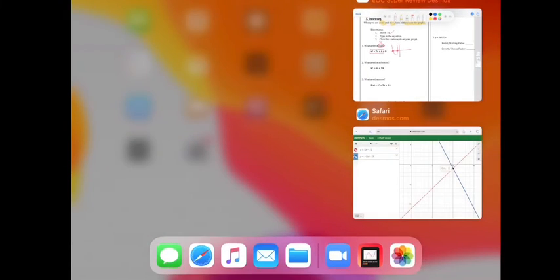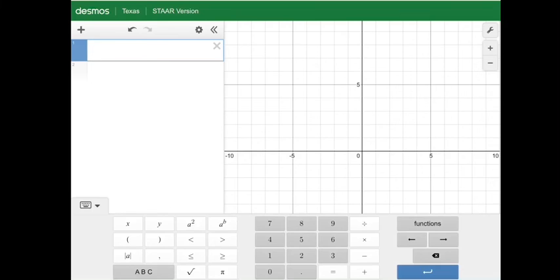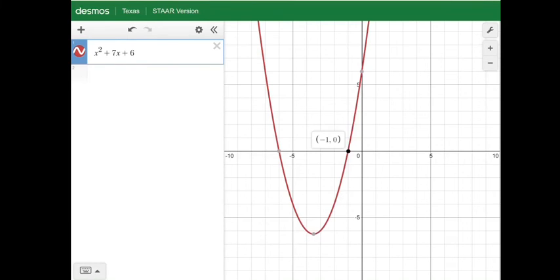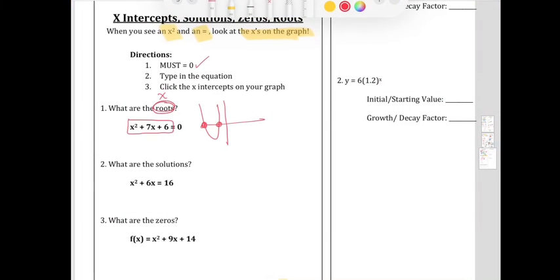So I'm going to plug it in. X squared plus 7x plus 6. And you just touch them. There's one root here, and there's one root here. The correct answer is -1 and -6. Easy. Number 2, what are the solutions?